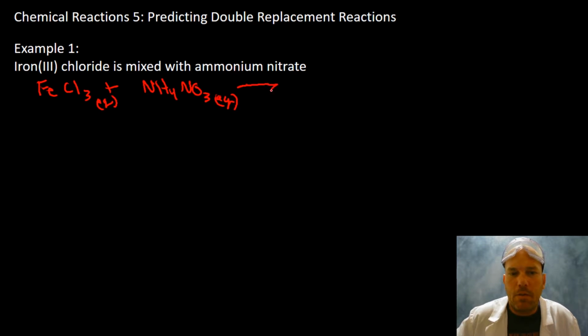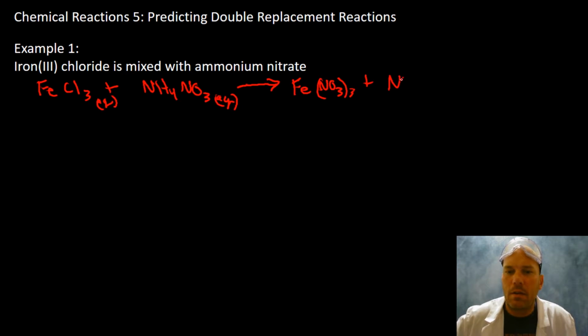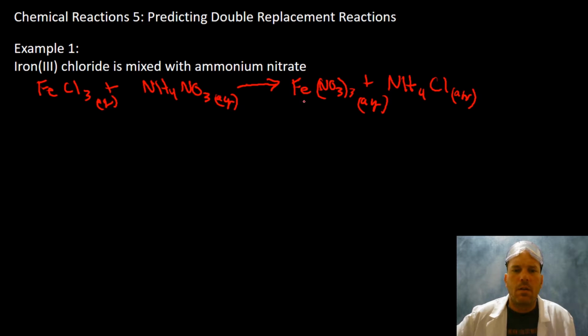So let's see what we're going to form here. We're going to form iron 3 nitrate, plus we're going to form ammonium chloride. Now wait a minute, all ammoniums are aqueous. All nitrates are aqueous. This is a no reaction.